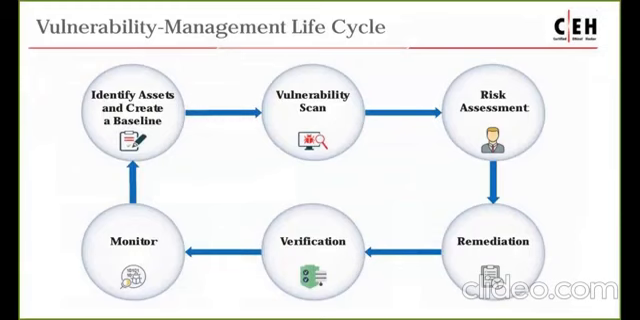Now, moving on to the next one, which is the Vulnerability Management Lifecycle, or VMLC. In the Vulnerability Management Lifecycle, there are 6 phases. The first one is identify assets and create a baseline. Then the vulnerability scanning phase, then the risk assessment phase, the remediation phase, the verification phase, and the last one, the monitoring phase. So there are 6 different phases in the VMLC.